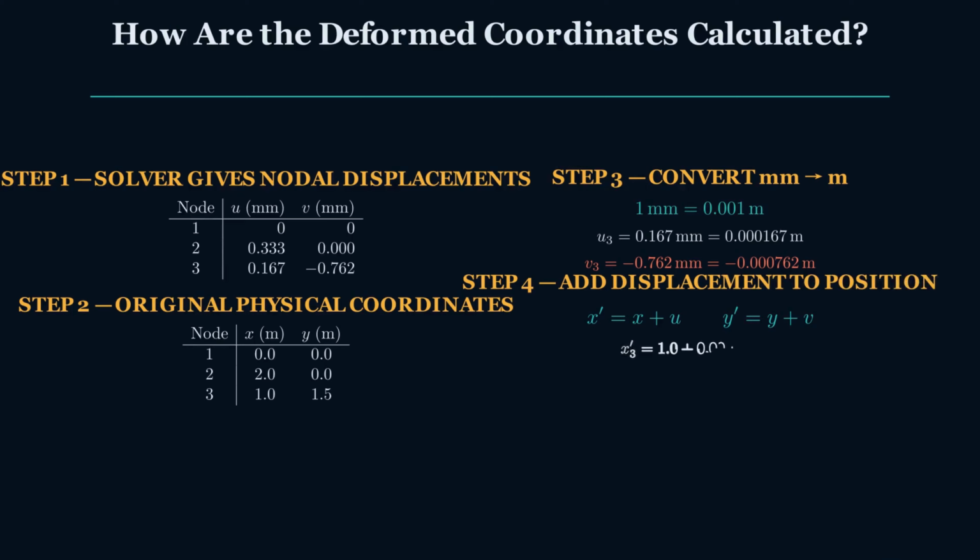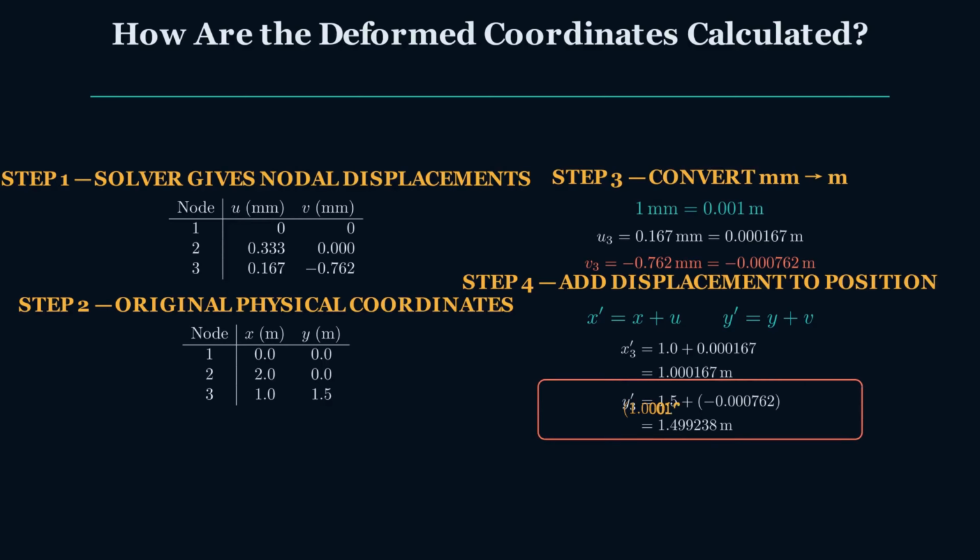For node 3, the original position is 1 meter in x and 1.5 meters in y. Because its horizontal displacement is positive, the node moves slightly to the right. Because its vertical displacement is negative, the node moves downward. This is the actual physical deformed coordinate. No magnification has been used in this calculation.